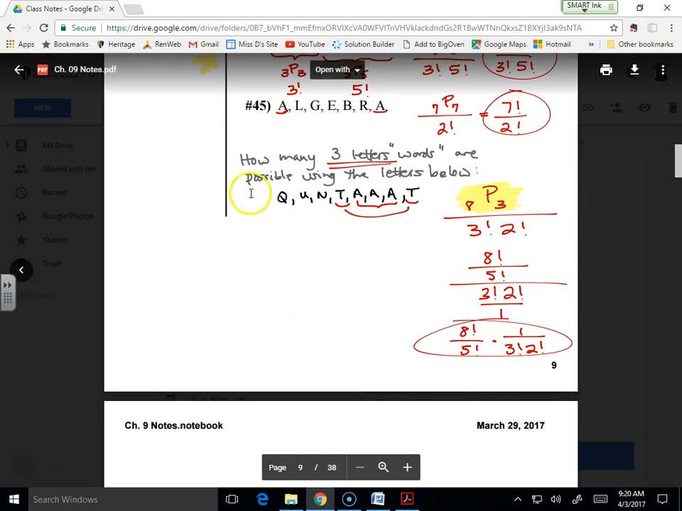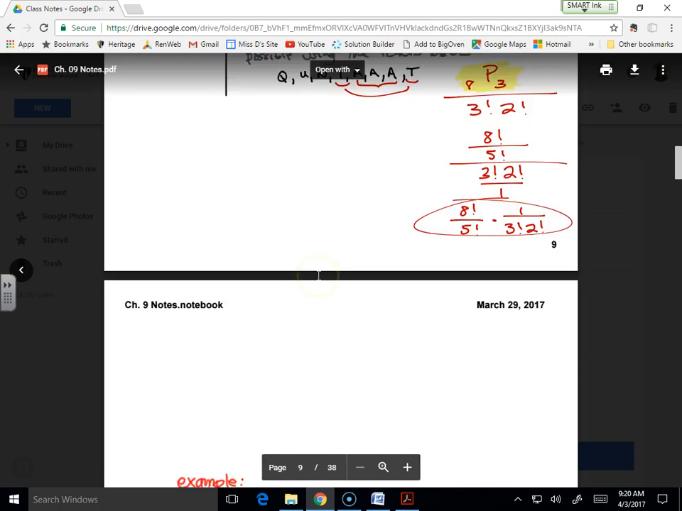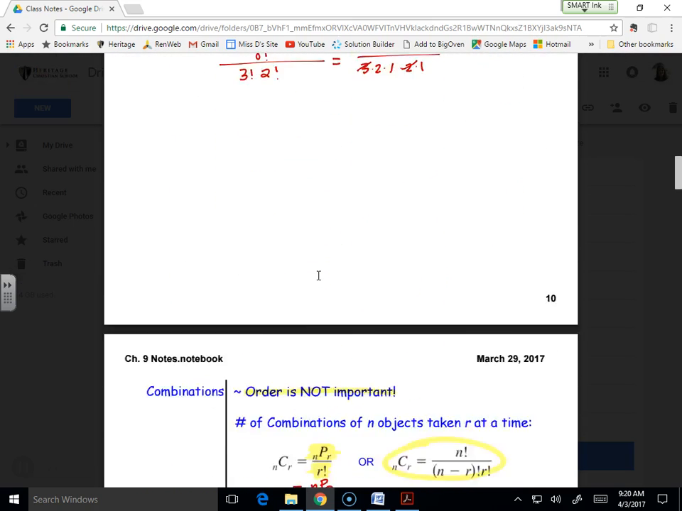I especially like this one. What if you don't use all the letters? Use a permutation, then divide by the repeats. Oh, that one's good too.